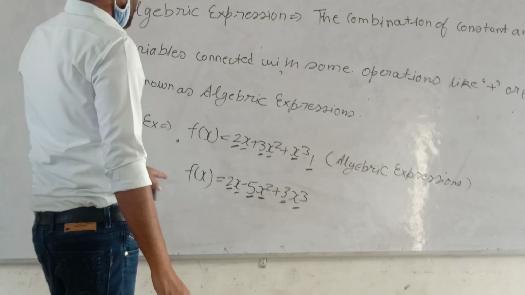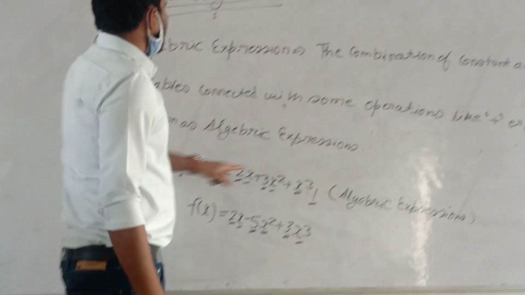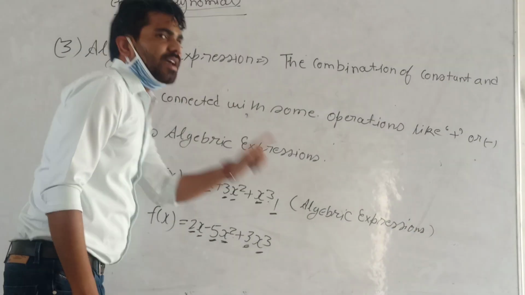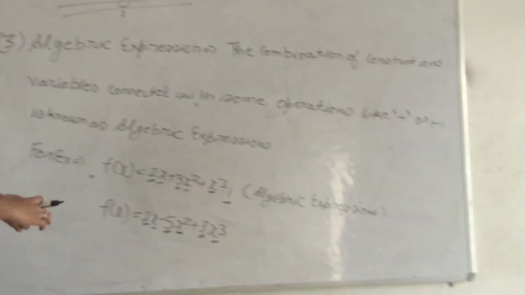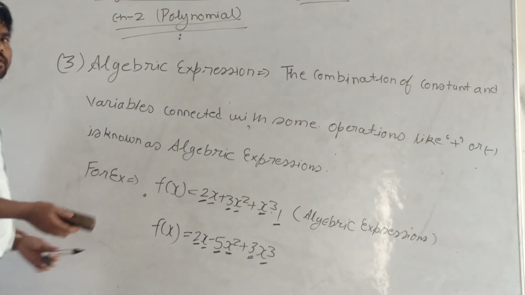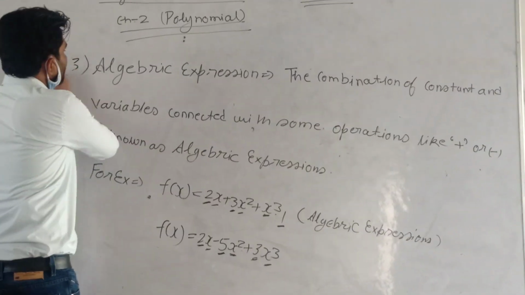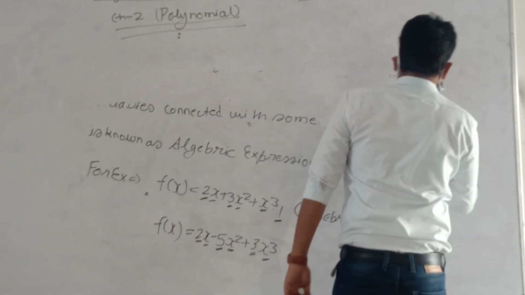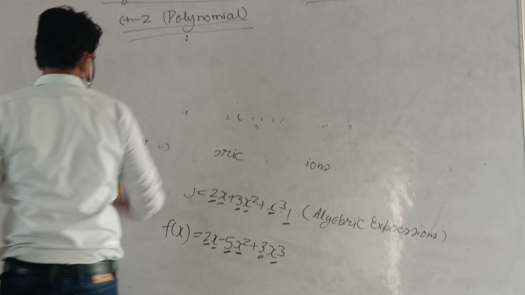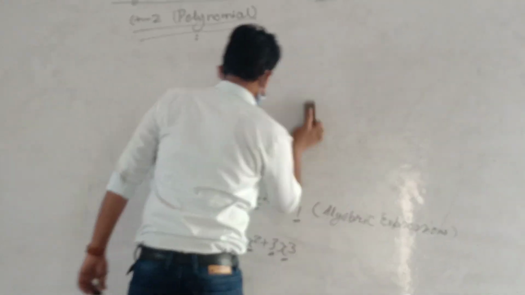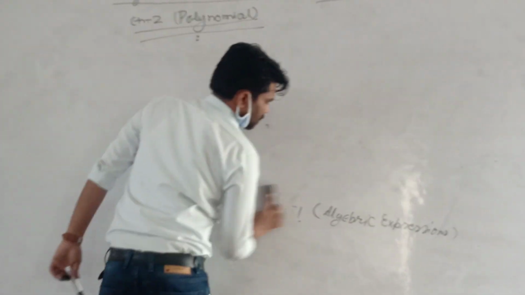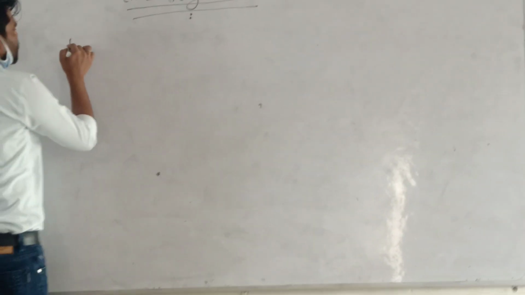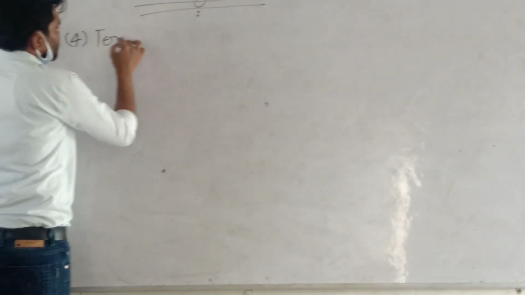Now we can say that the combination of constant and variable connected with some operation like plus minus is known as algebraic expression. I think you can understand. Now we move on for terms. What is terms?